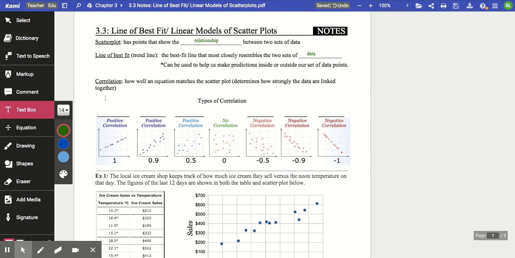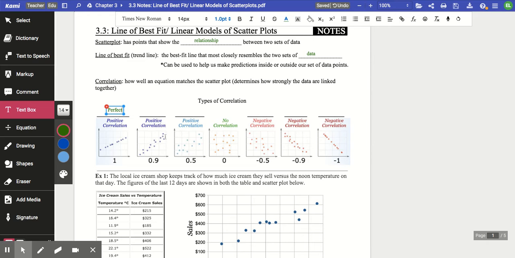We use the word correlation to determine how well an equation for a line of best fit matches the scatter plot, and this determines how strongly the data are linked together. As you can see below, there are several types of correlation. In this graph, this is actually perfect correlation since all of the data forms a perfectly straight line and it would have a correlation coefficient of 1.